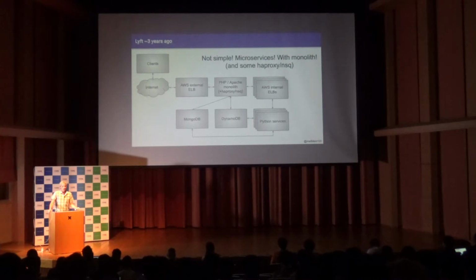This is Lyft about 3 years ago, and as you can see, we still have many of the same architectural components. We have clients, we have the internet, we still have an Amazon external load balancer, we still have our PHP and Apache monolith. But now we started to introduce a lot of other components. We have HAProxy as well as NSQ to add some queuing. We now have a whole array of Amazon load balancers. We now have 2 data stores, MongoDB as well as DynamoDB. And at this time, we have probably around 30 different Python microservices.